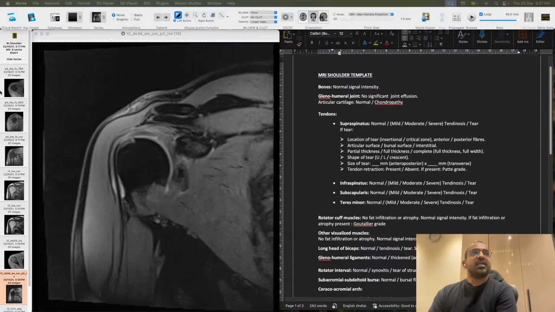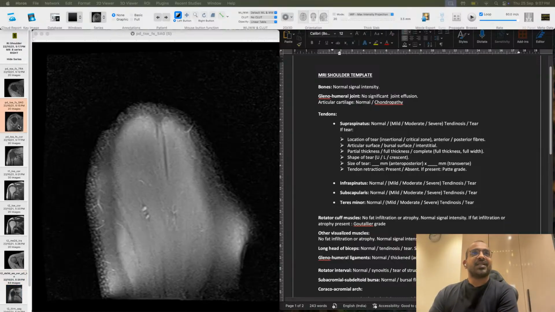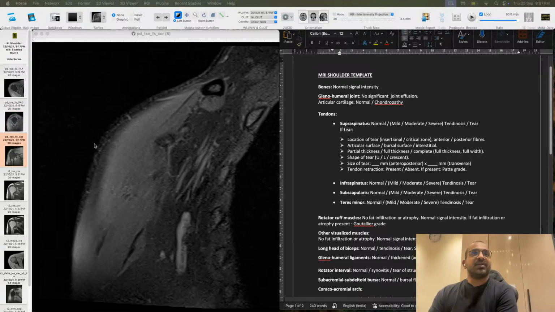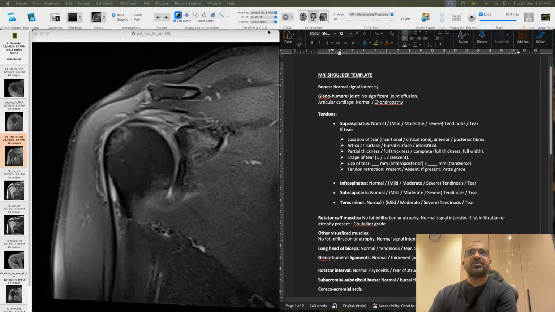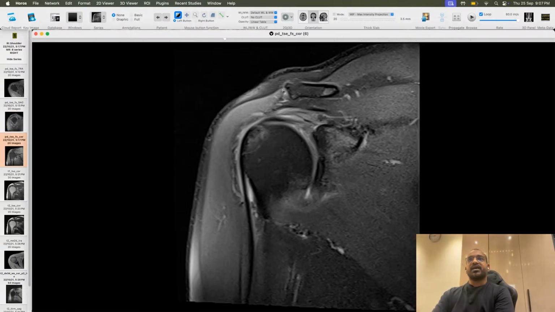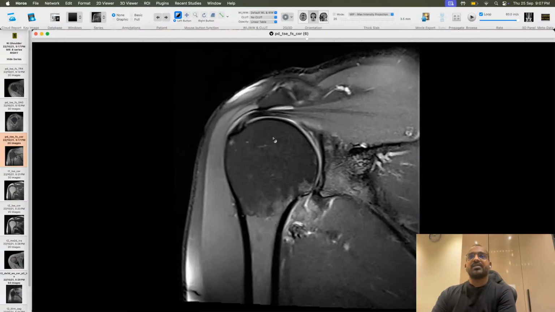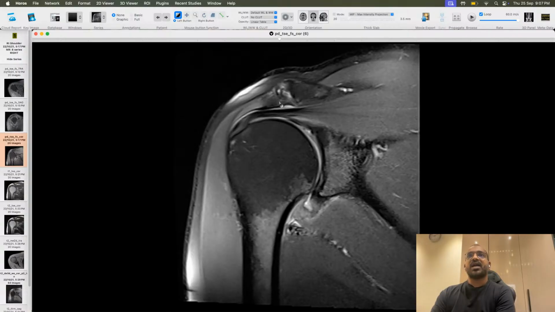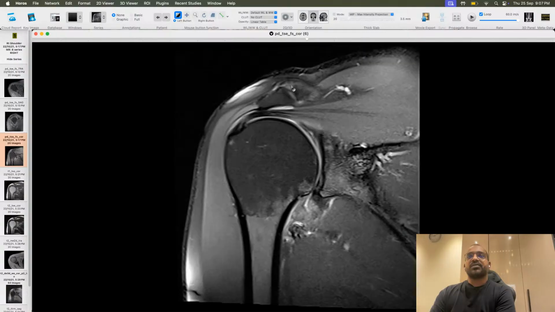Usually my preferred sequence to look at pathologies is the PDFS imaging. So I'll show this case. I'll put it full screen. I'll start with this coronal section. Usually I start with the coronal section. Then I first look at the acromioclavicular joint. I see whether there is any acromioclavicular joint arthritis or any other AC joint pathology.